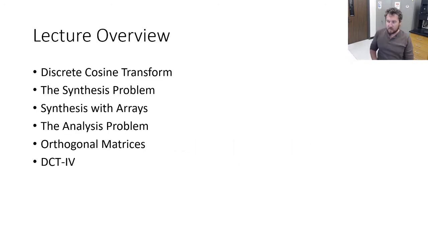Okay, just an overview of what we're going to talk about. We're going to talk about the discrete cosine transform, what it is, and then basically it breaks out into two different problems. There's what they call the synthesis problem, and then there's what they call the analysis problem, and they all kind of lead to each other, right? The synthesis problem leads to the analysis problem leads to the discrete cosine transform, and we're specifically going to talk about the DCT4 algorithm in this class.